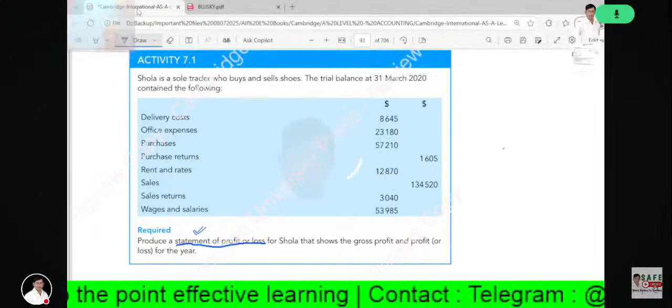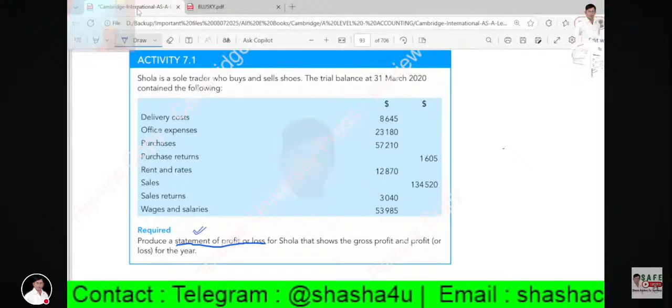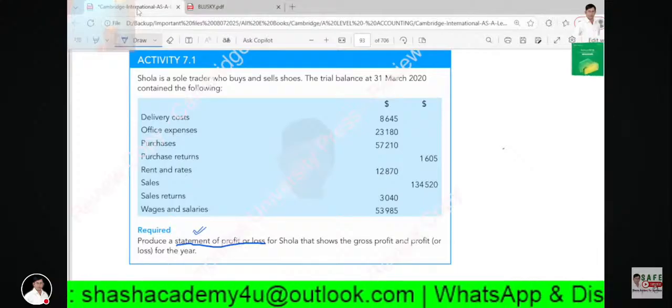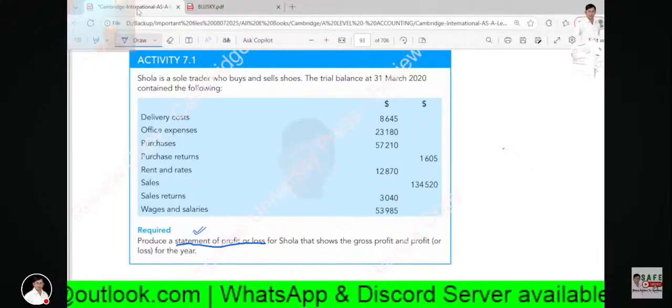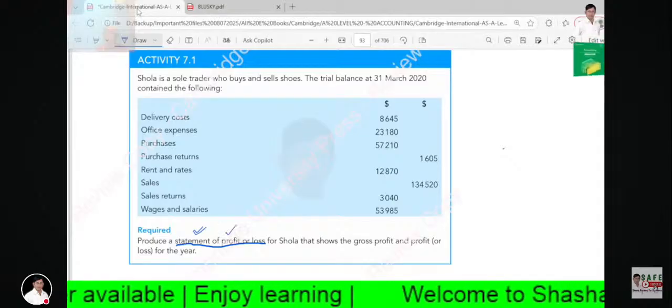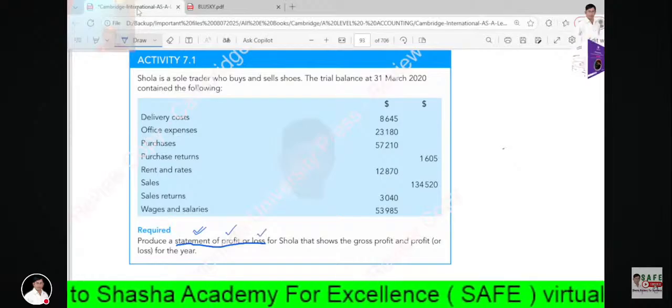More sections, like we are following the particular format. Okay, so produce a statement of profit or loss. So it is profit or loss. Remember, each and every word is important.